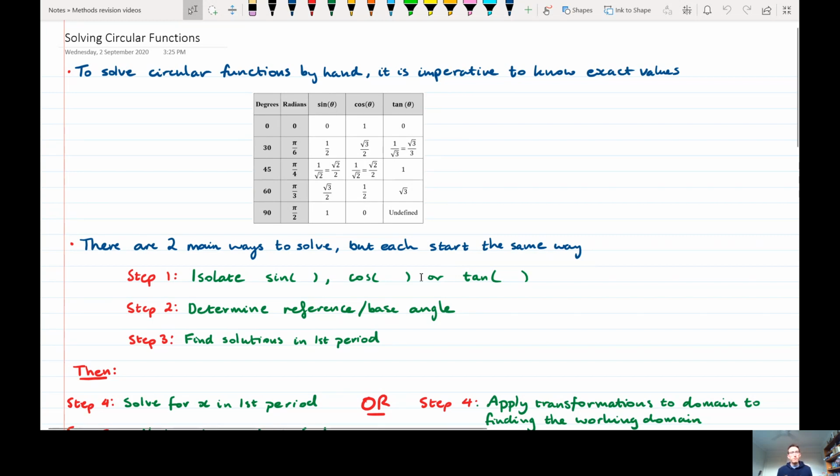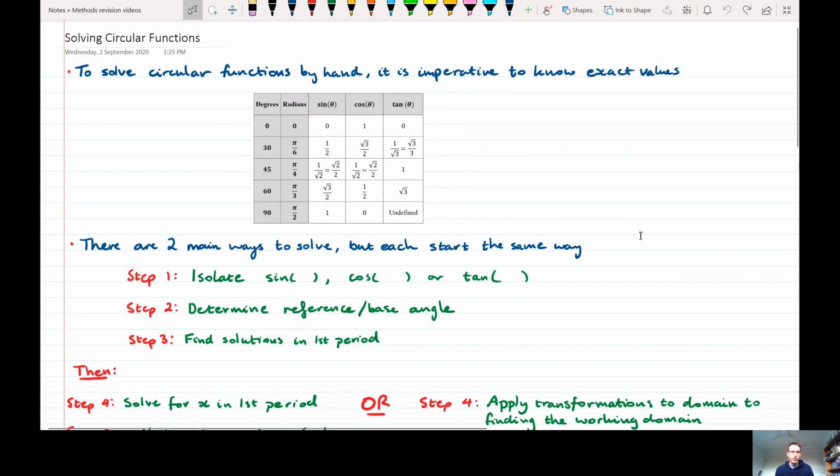Regardless of which method you choose, you must be able to do your exact values. So make sure you know your exact value table. However you remember it doesn't worry me, but you must know these values. If you don't know those values, you don't know anything with circular functions, solving them by hand.